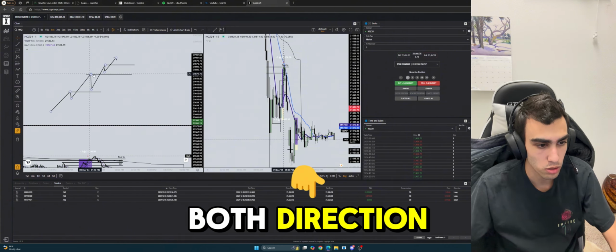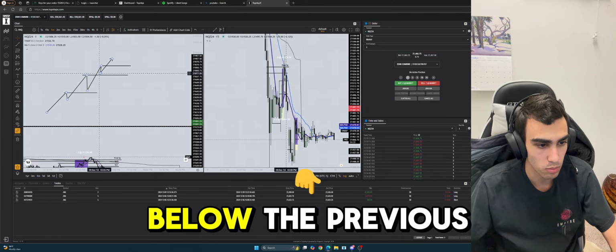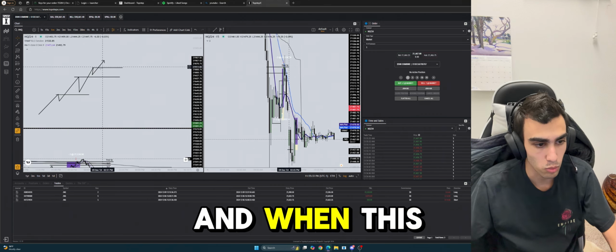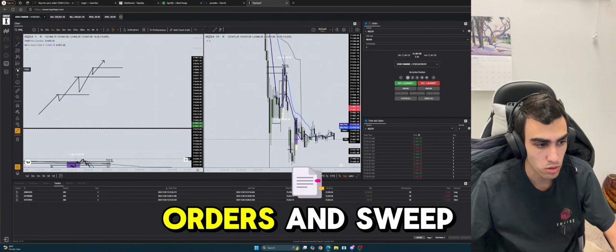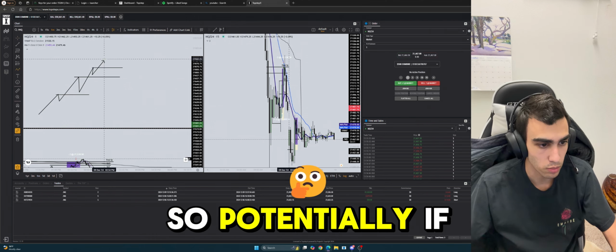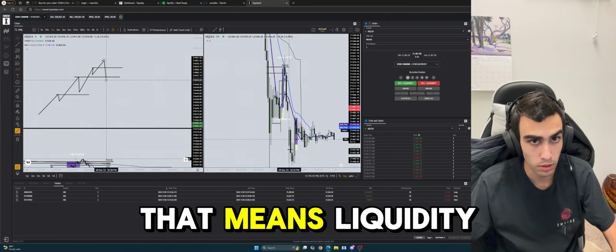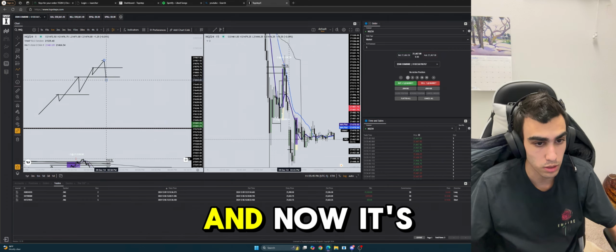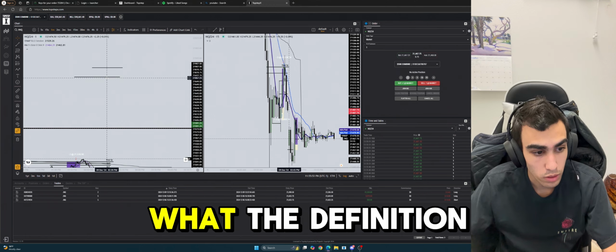So it goes both directions, longs here. People will have their stop loss set below the previous low. When this happens, banks are usually looking for a place to enter their orders and sweep you out. So potentially, if you have something like a break of structure, which is like this, that means liquidity has been swept and now it's time for a reversal. You'll see price start sweeping down, lower, lower, lower.